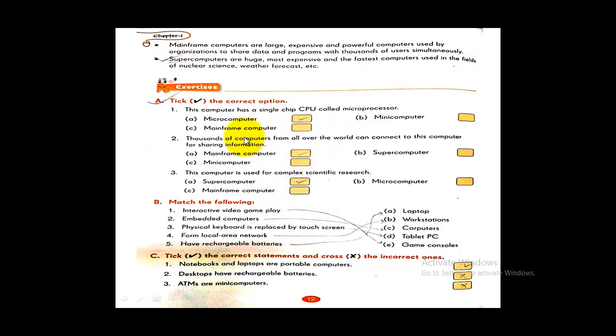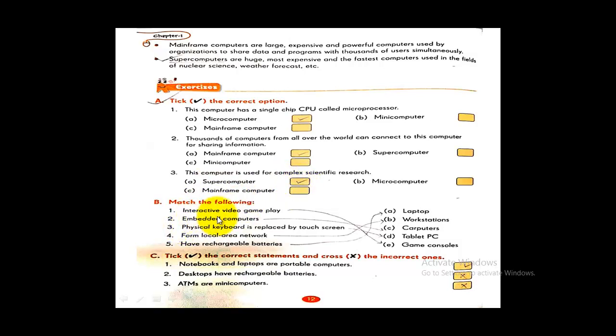So this computer has a single chip CPU called a microprocessor. Now tick the correct option. You have to tick from A, B, C. You have to do the correct one. Now the first one is the correct answer. It is microcomputer. And the second one, thousands of computers from all over the world can connect to this computer for sharing information. That is number A. That is mainframe computer. Then the third one, this computer is used for complex scientific research. This is also number A. Supercomputer, number A.